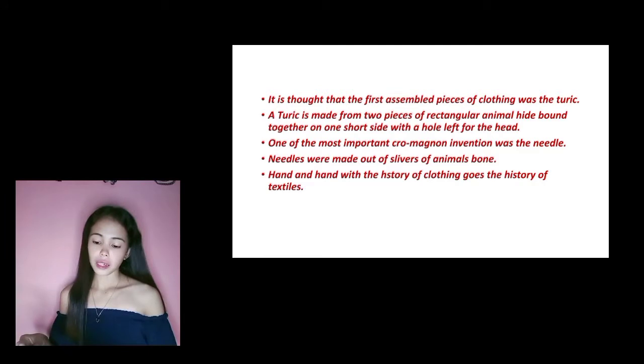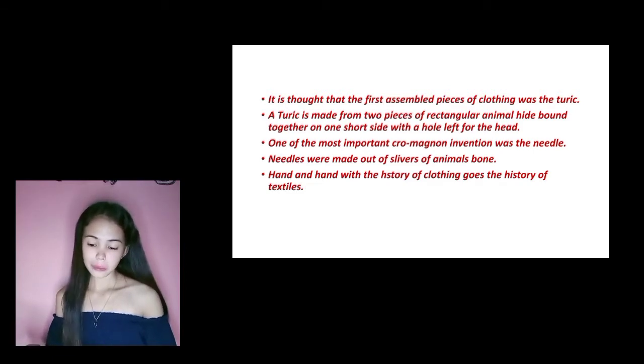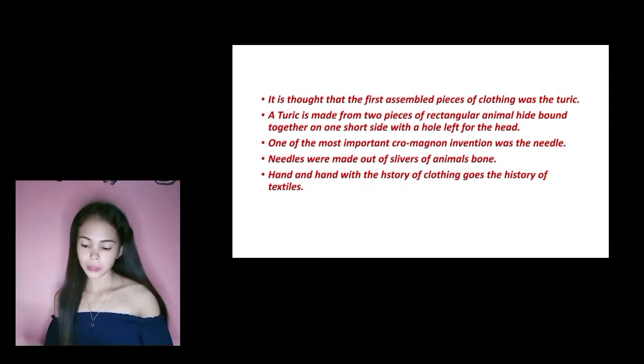It is thought that the first assembled piece of clothing was the tunic. A tunic is made from two pieces of rectangular animal hide bound together on one short side with a hole left for the head. One of the most important Cro-Magnon inventions was the needle. Needles were made out of slivers of animal bones. They were sharpened to a point at one end and had an eye at the other end.